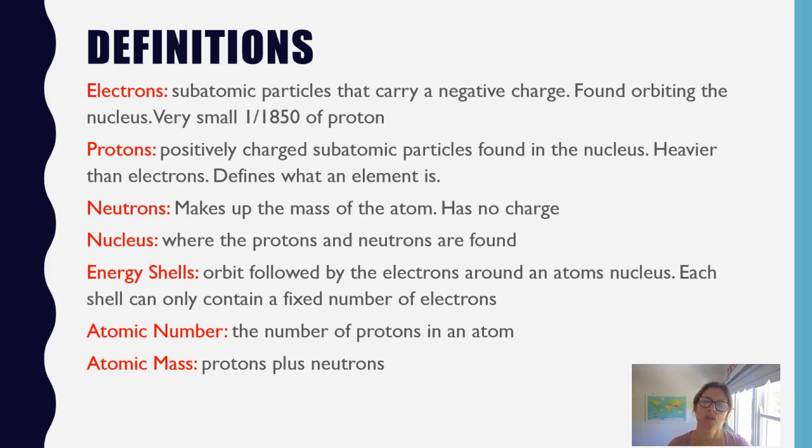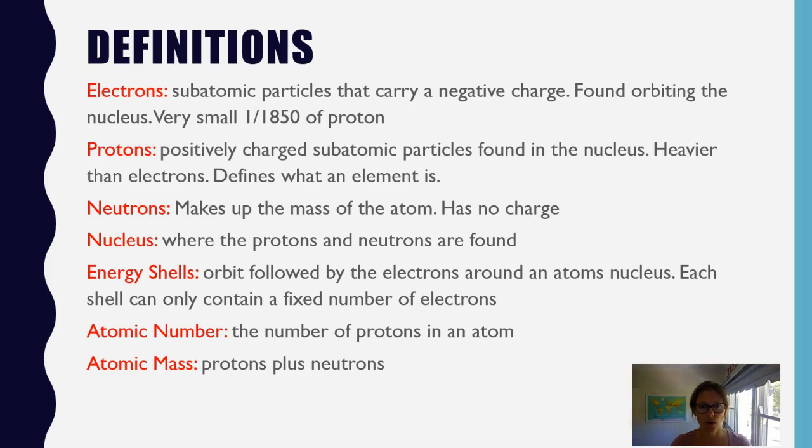To recap some of those terms that you would have been familiar with from Stage 5, we're looking at our electrons, and our electrons are those really small subatomic particles that carry that negative charge. They are found orbiting the nucleus and have very, very little mass compared to that of a proton, so contribute very little to the mass of the atom. Looking at the protons here with their positively charged particles and found in the nucleus, they're heavier than the electron, and it's what actually defines what our element is.